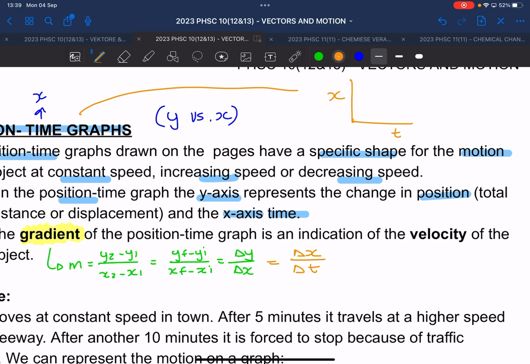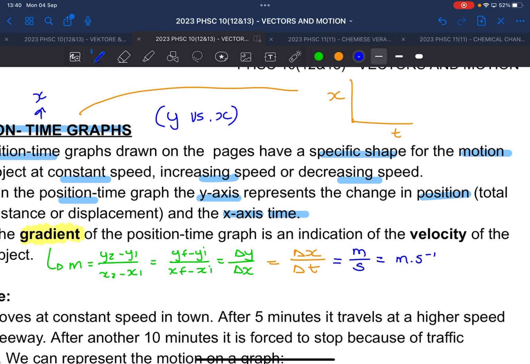What do we measure position in again? What's the unit? For position or distance or displacement? Meters. And what do we measure time in? Seconds. And this is the same as meters per second.